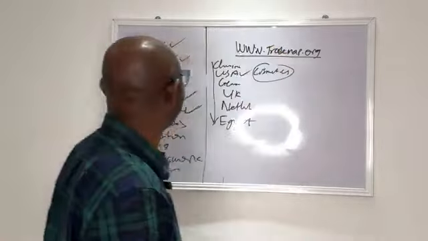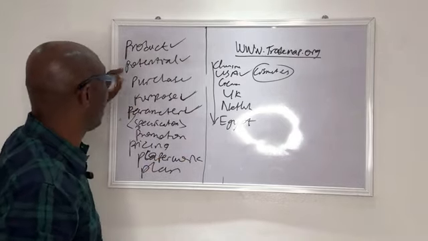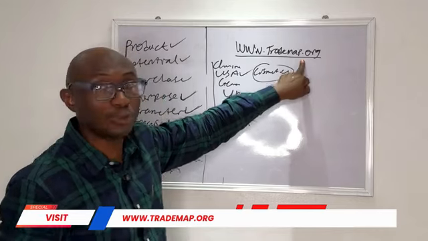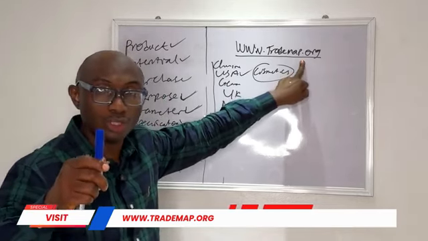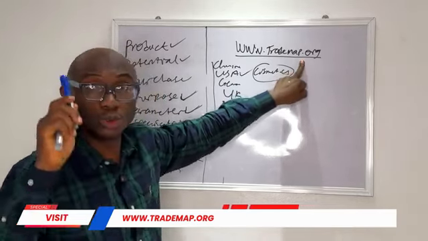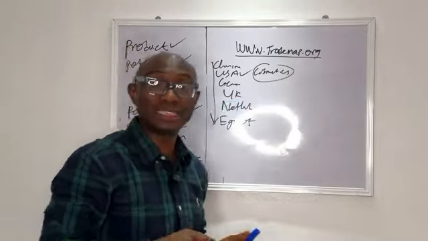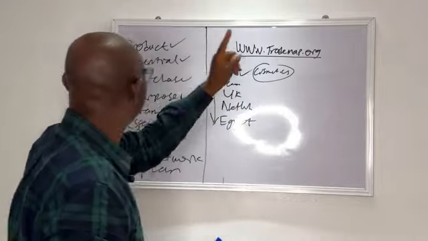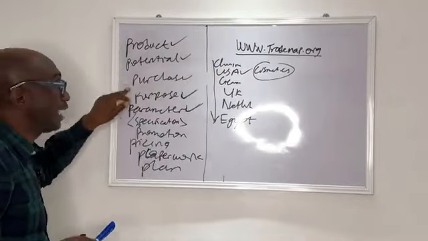And I told you that when you are trying to find potential of the market, you can visit trademap.org. With trademap.org, you will be able to know if there's a potential market for this product. Now, with potential, then we come to purchaser.